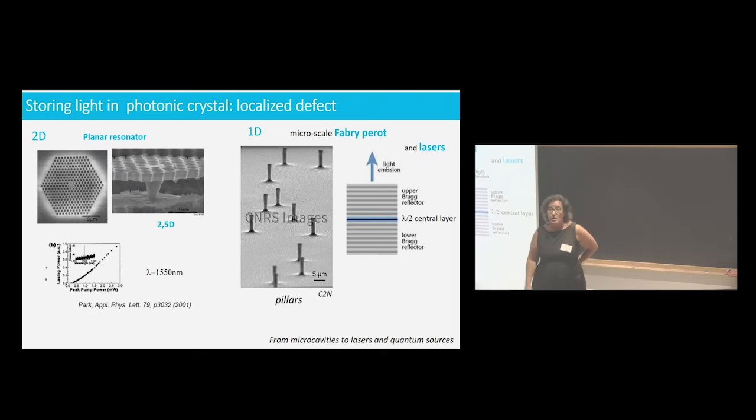This can be done as well in 1D, and here you have Bragg mirrors, with typically a few micrometers of diameter and 10 in height. So this is just Bragg mirrors. In order to make the resonant defect, what you need here is a λ/2 defect in the middle. And you can have a resonance, which is either a Fabry-Perot, or if you put emitters inside, what you get is a laser.